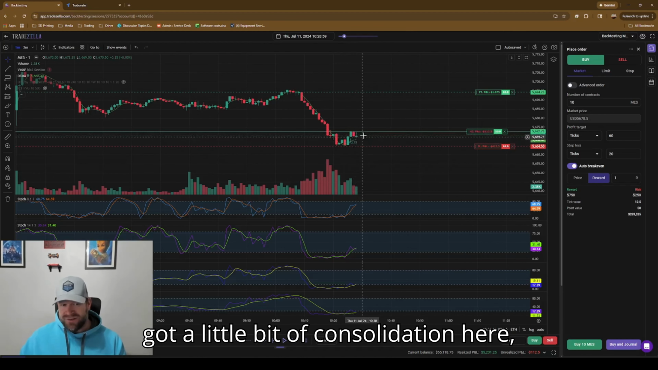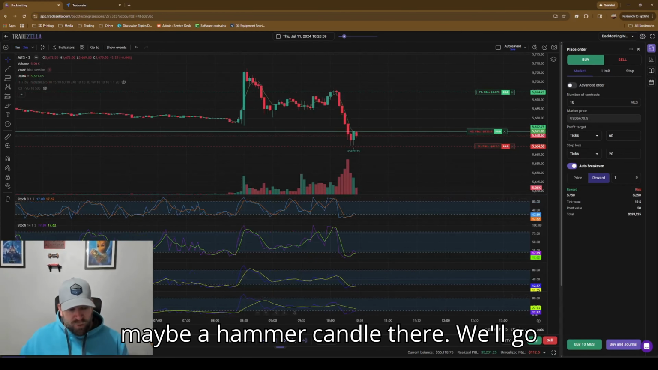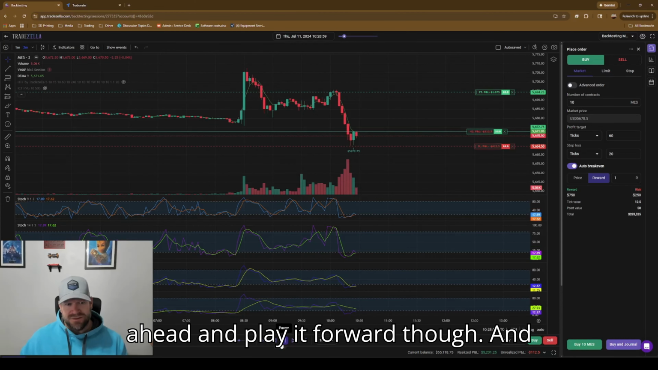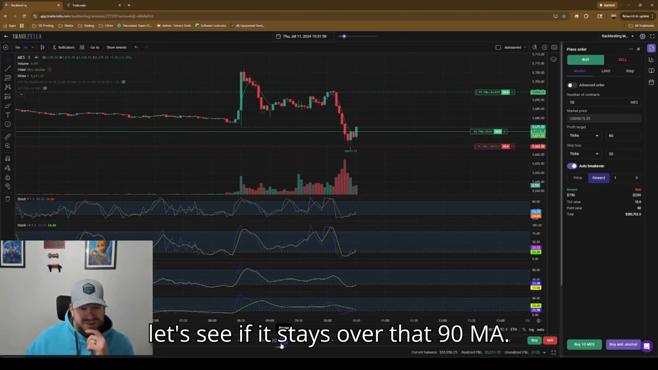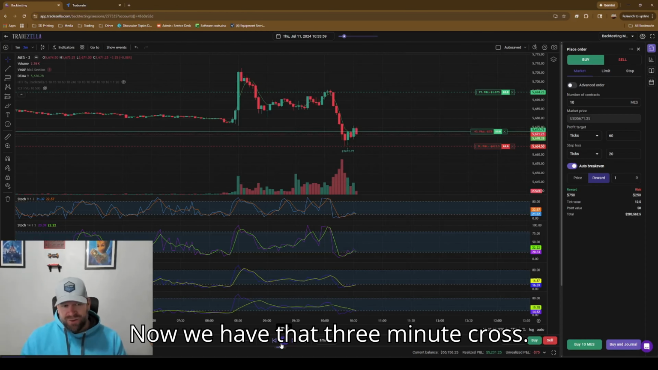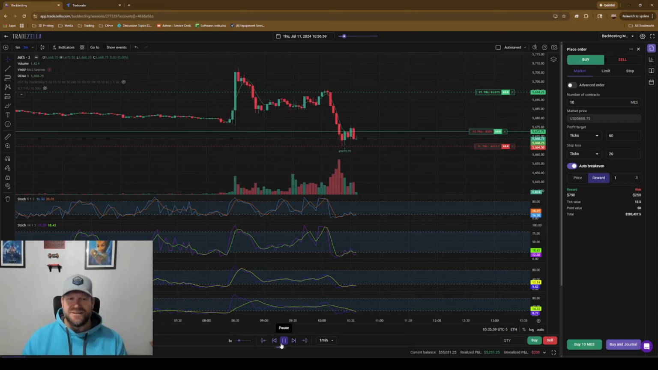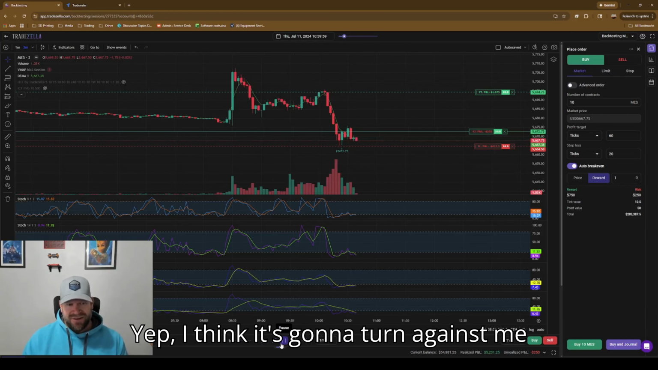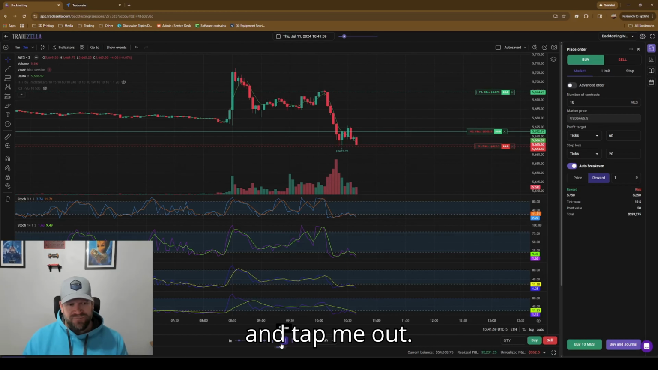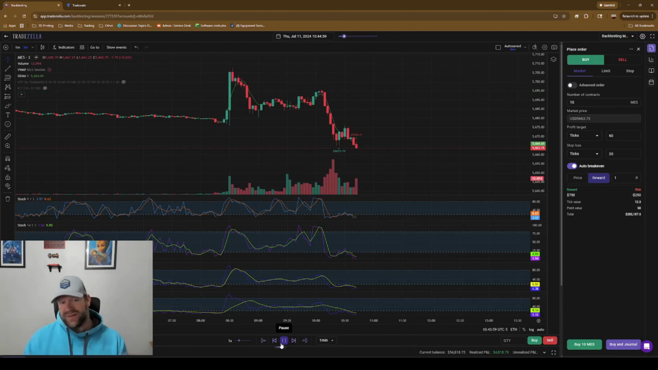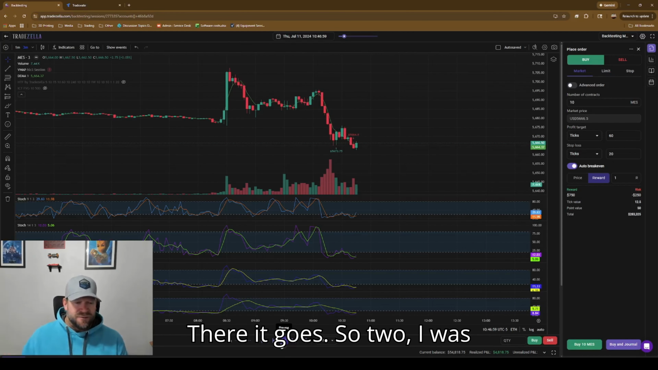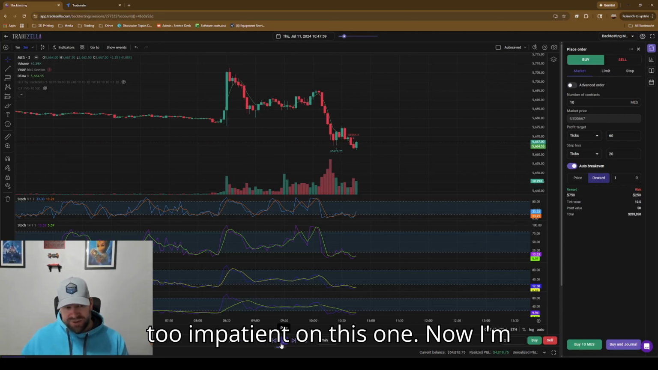And we got a little bit of consolidation here, maybe a hammer candle there. We'll go ahead and play it forward, though. And let's see if it stays over that 9 EMA. Now we have that 3-minute cross. Yep, I think it's going to turn against me and tap me out. There it goes. So, I was too impatient on this one.